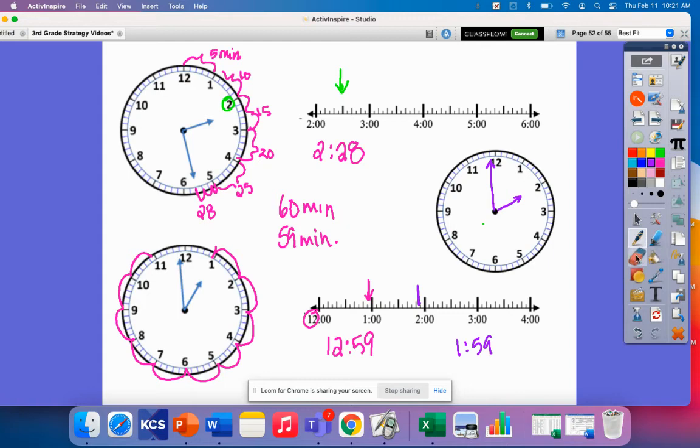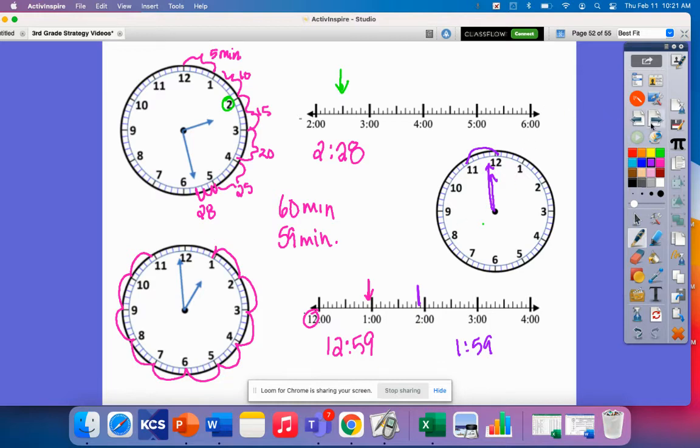Same thing if it was 12. I would still have a minute hand there, but if it was about to be 12 o'clock, the hand would be kind of right on top of it because it would be in between 11 and 12 going on to 12 o'clock. So those are some of the things that some students get tripped up on when they're looking at time, getting some of these confused when the hands are pretty close together.